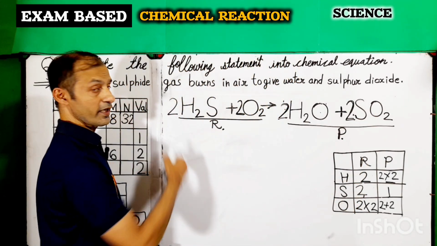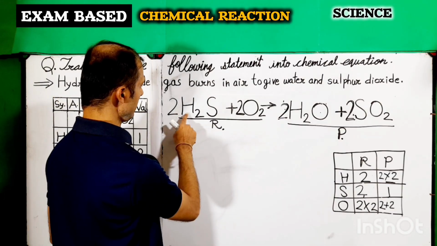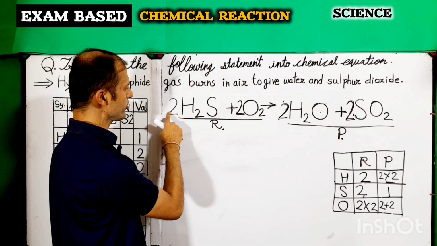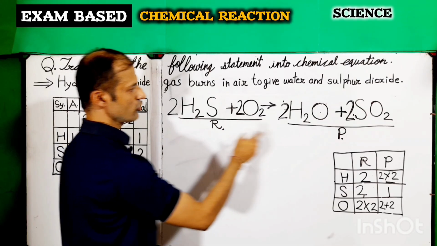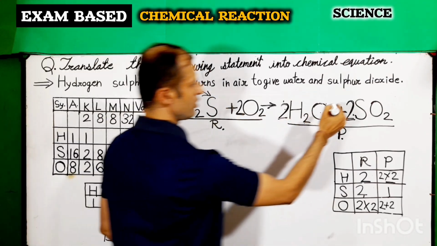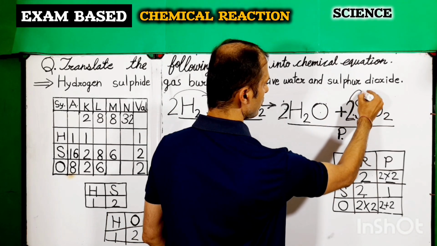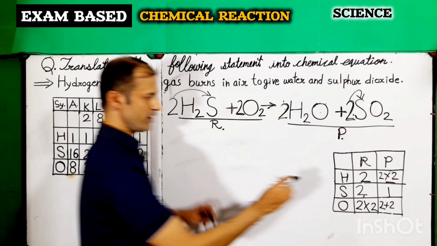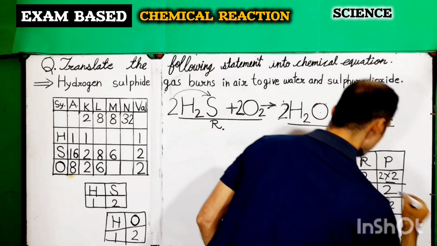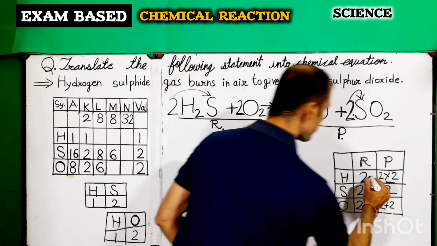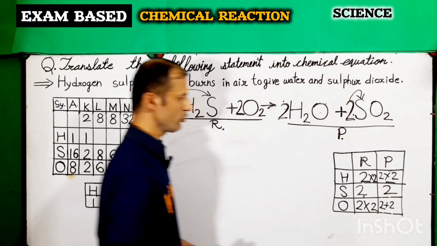So now again we'll count this one. Oxygen has become 4. Hydrogen has become 4. So hydrogen is 4, sulfate is 2. Okay, students. And sulfate and oxygen have been equalized. Sulfate 2 and hydrogen 4. So hydrogen is 4. It has become 2 to the 4, 2 to the 4.